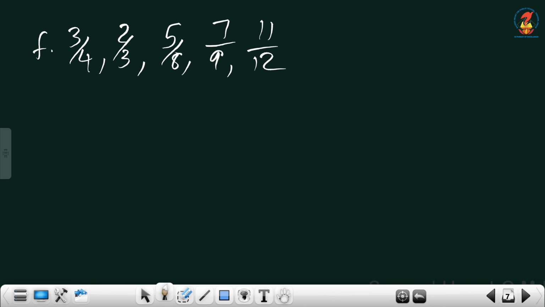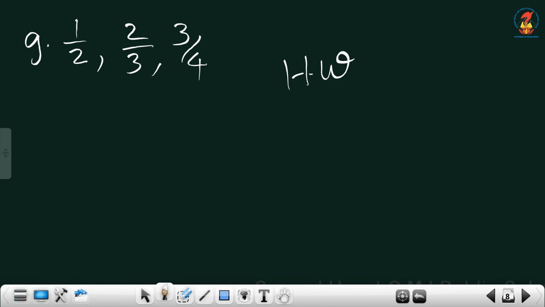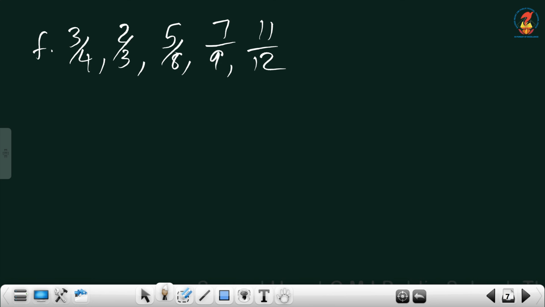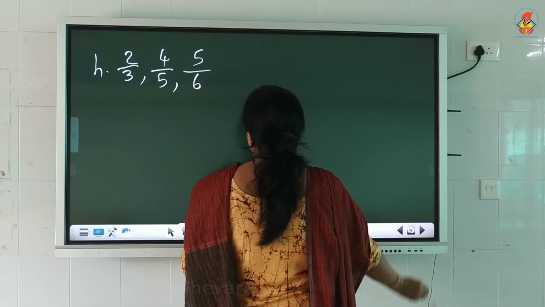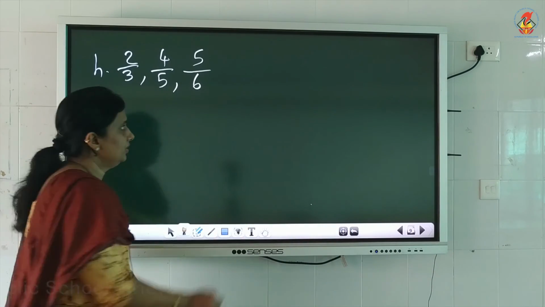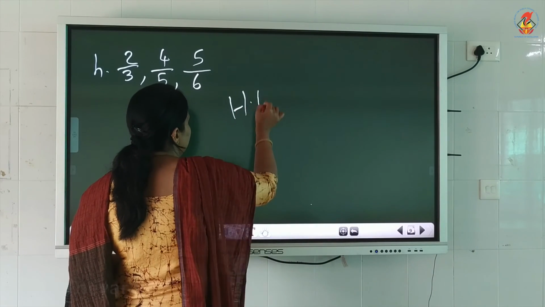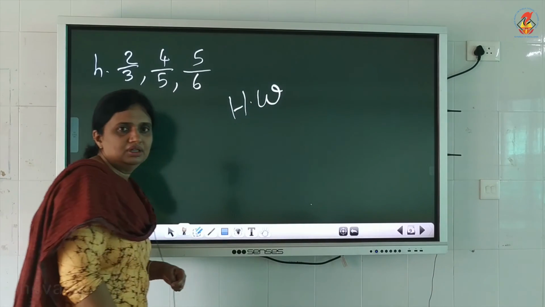Then the next one is 4 by 3, 8 by 9, 12. And this one is also homework, right? Okay, this one is homework. Can you do it at home? Okay, I'll give this one as homework and this one as homework and this also. Okay, 3 homeworks children, you need to do it at home. Okay.